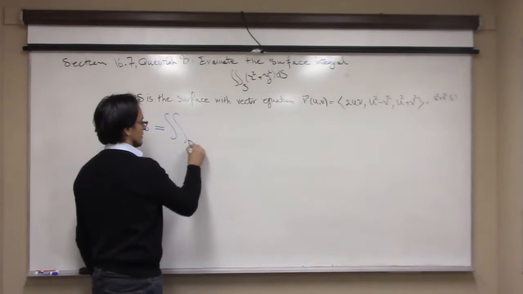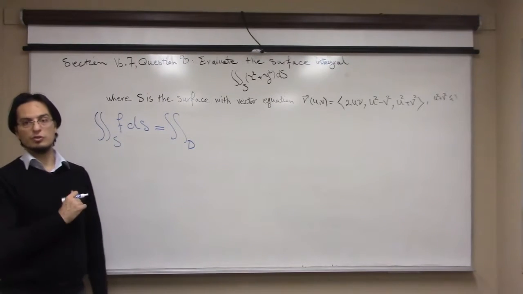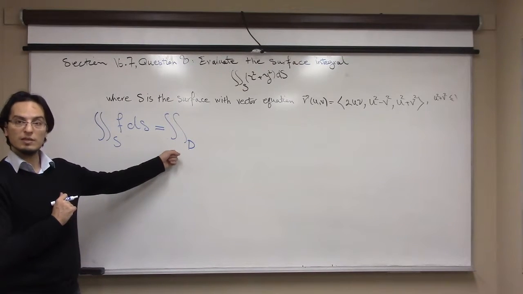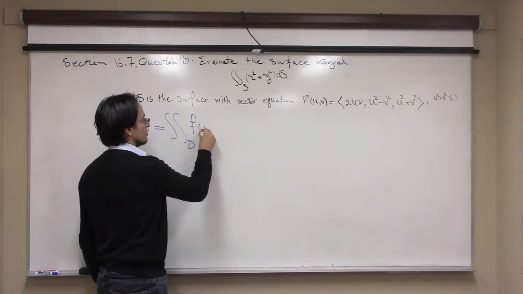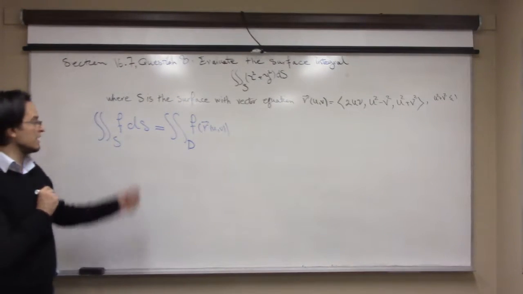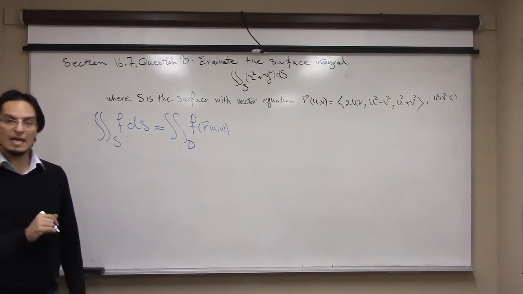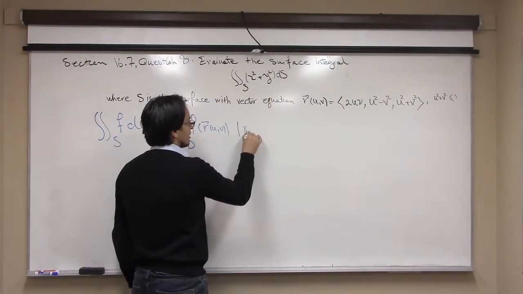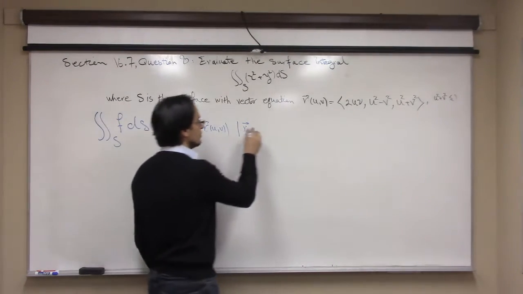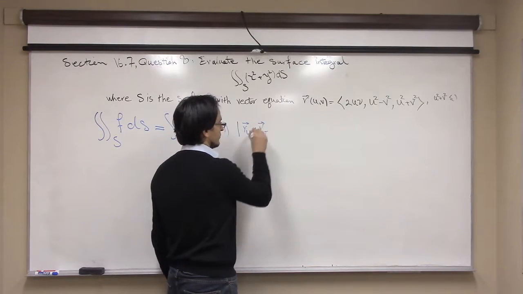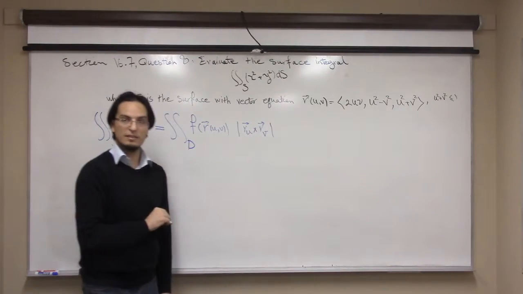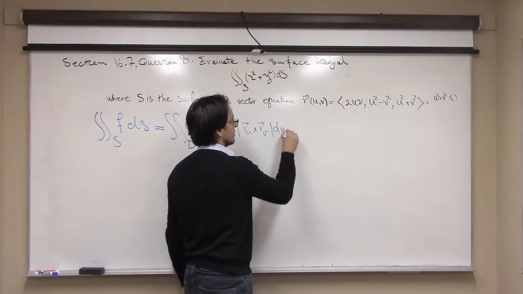First, write the region for your parameters, u and v. Then, plug in your parameters into your function, the integrand. Then, for dS, you have to compute the partial derivative of your vector function with respect to u, the partial derivative with respect to v, cross product them, you'll get a vector and find its length. Then du dv.